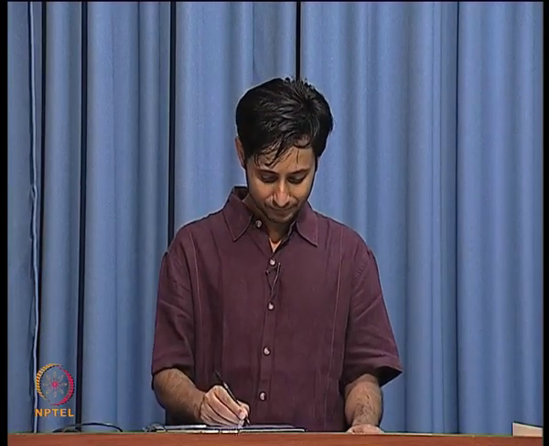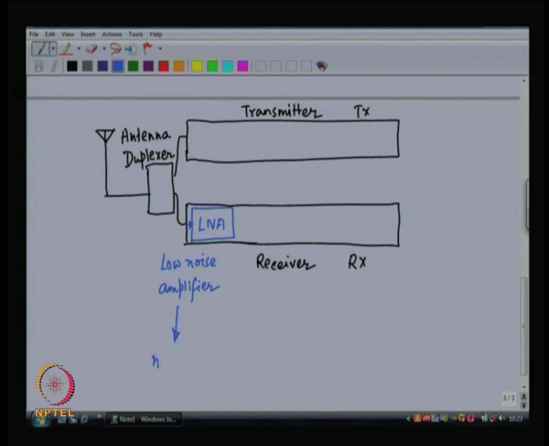Second thing is, it has to be low noise. Low noise here means that it does not add too much noise on its own. So, I need you to understand this sentence. A low noise amplifier does not add too much noise, does not add much noise.